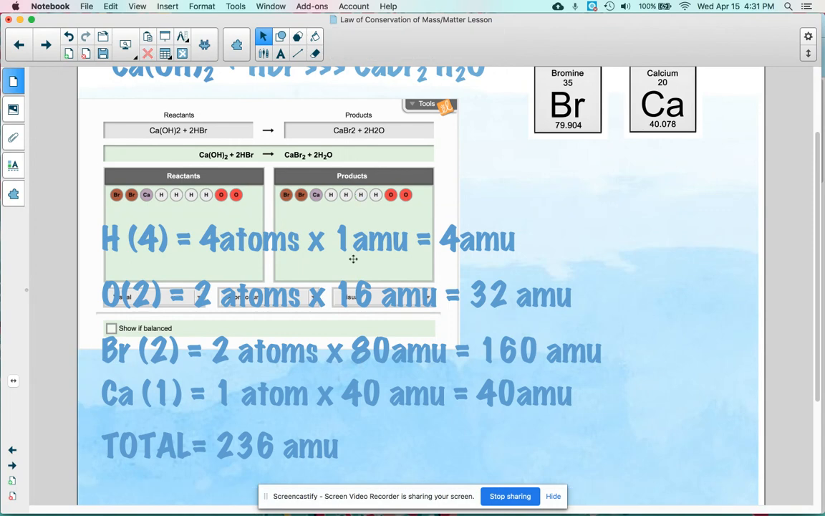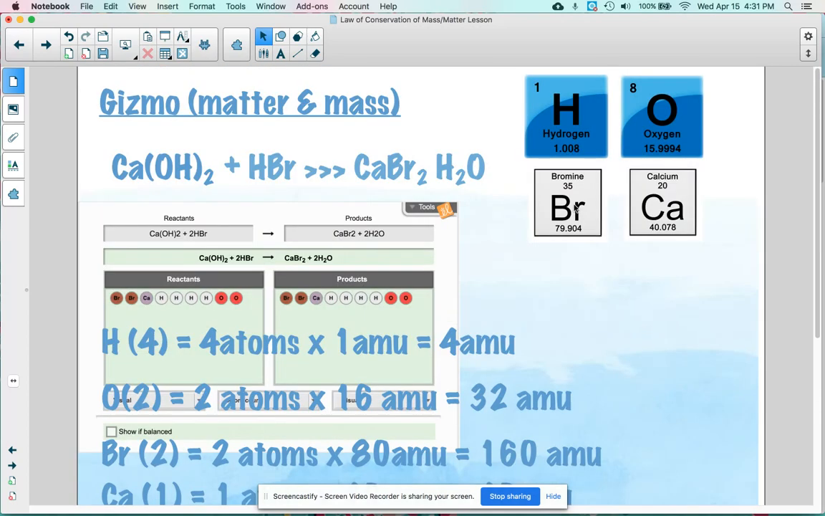Now I could do all of this math again, but if I look at my products, my reactants and my products are exactly the same. So what that means is I started with 236 atomic mass units. I started with 2 Br, 1 Ca, 4 hydrogen, 2 oxygen, and I end with 2 Br, 1 Ca, 4 hydrogen, 2 oxygen, which means it weighs 236 atomic mass units. Remember, if something follows the law of conservation of matter, it'll only do that if it's balanced, and once it's balanced, it will also follow the law of conservation of mass if you do the math.